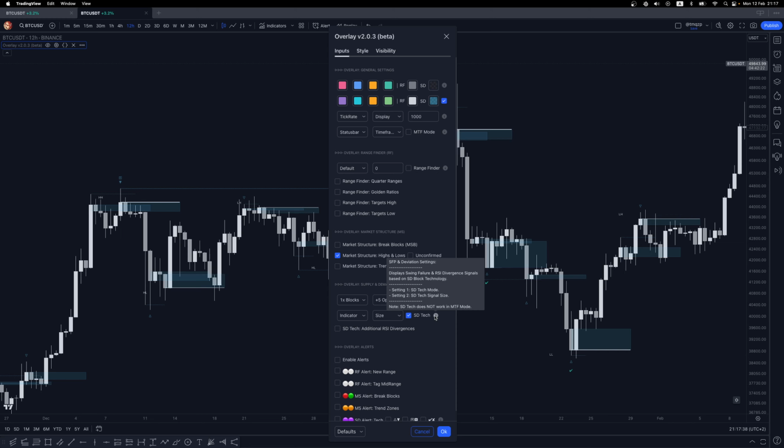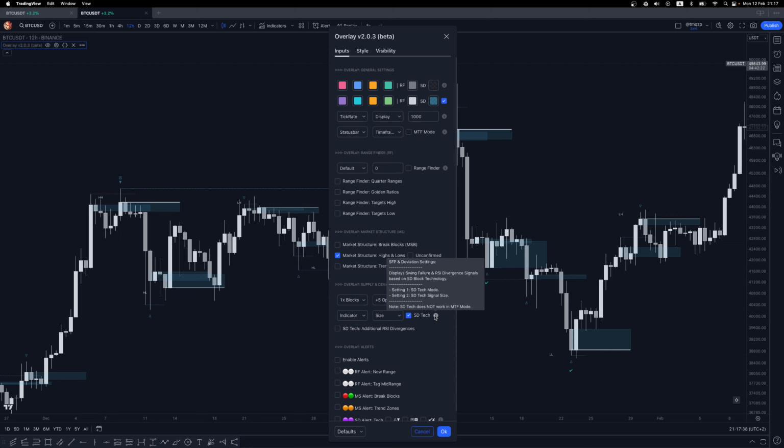Setting 1 is the SD tech mode, and setting 2 is the SD tech signal size. And there's one little note. This is a change from the previous version: the SD tech signals do not work in multi-time frame mode anymore, because it's using the RSI, which is an oscillator. If you now turn on multi-time frame mode, these signals here will not work. These will still work the same, but these SD tech signals won't, because it can't function in multi-time frame with the RSI oscillator, right? So that's why. But it's a minor thing.